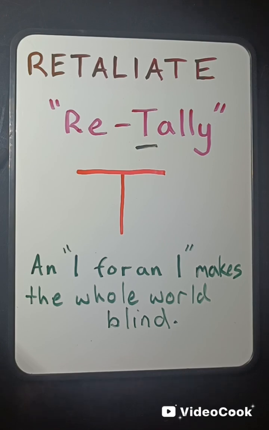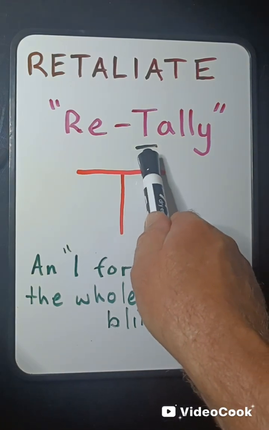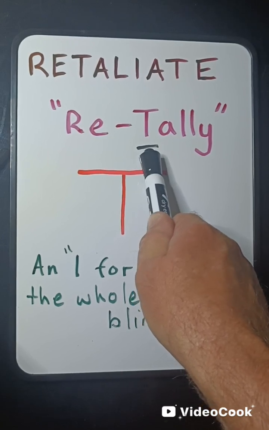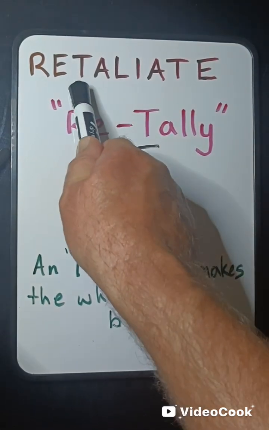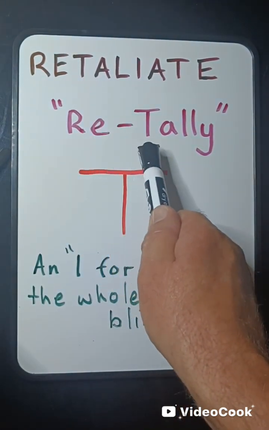But of course, with our retaliation, using the word in a negative context is very appropriate, because that's a negative behavior that humanity can't seem to get past. We just have to keep getting back at each other, tit for tat. So what we can do here though is look at the root letter of the tally, which is the letter T.